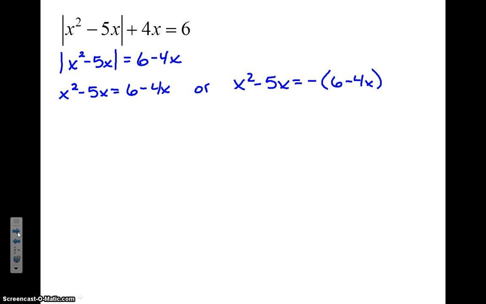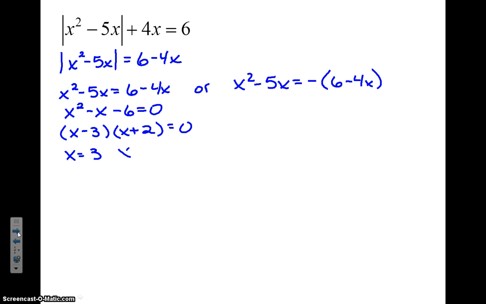I have a quadratic, and because there's a quadratic, I'm going to set it equal to 0 by moving all the terms to one side. So that would mean I would have x squared. I'm going to need to add 4x to both sides, so I'm going to just be left with a minus x, and then a minus 6 equals 0 for this. This quadratic can be factored. Looks like it can be factored into x minus 3 times x plus 2. And so when I solve each of these, I get x equals 3 and x equals negative 2.